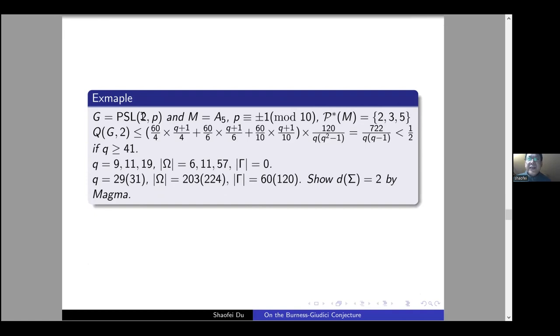Take G as a PSL2(p). This is a simple group. M is A5, so this is a condition. P is moderate. You have such a maximum subgroup.